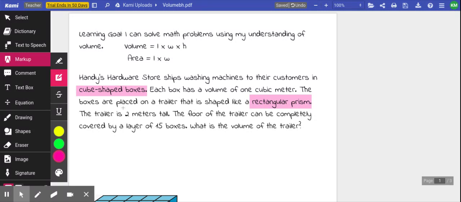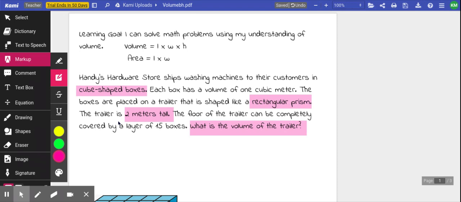The trailer is 2 meters tall. The floor of the trailer can be completely covered by a layer of 15 boxes. What is the volume of the trailer? So there are a few important things that are mentioned in this problem. One thing is that the boxes are placed in a shape like a rectangular prism, so we're talking about a 3-dimensional shape.